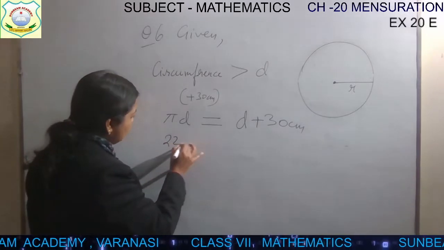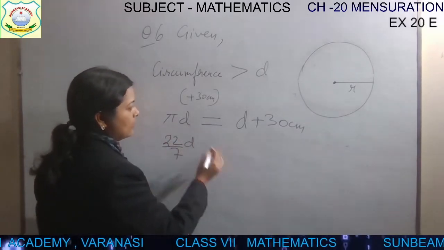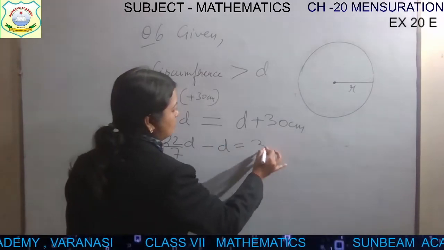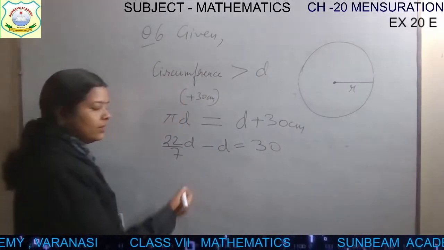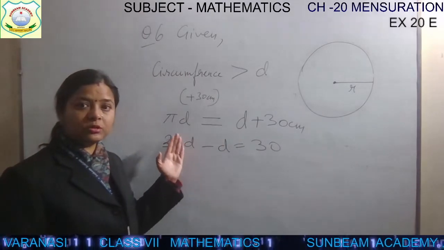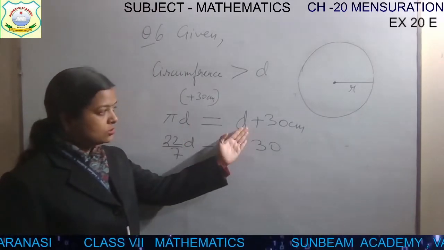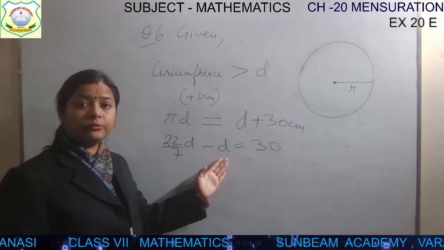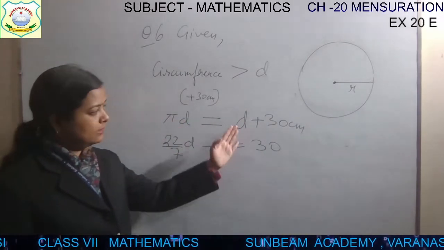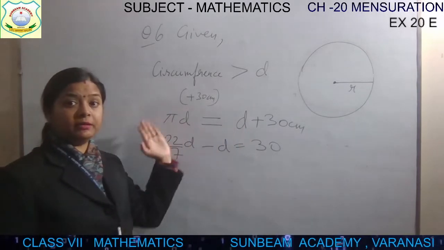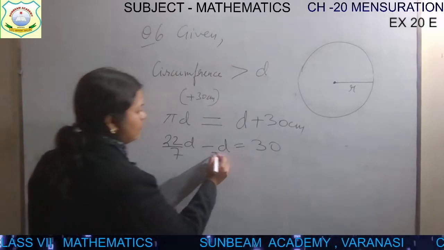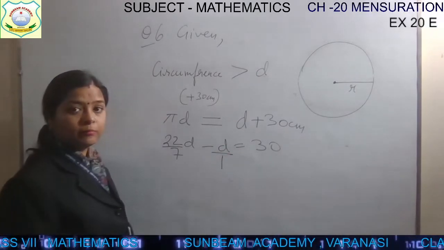So it is 22/7 D and now this diameter will come to this side. This is equal to 30. Now you know how to solve. I have transposed D to this side because diameter is already here. So diameter, the variable value will be on one side and constant value will be on other side. Diameter यहाँ positive में है, when it will cross this equal to sign, it will become negative. So how can we find? Let's see. By putting 1.